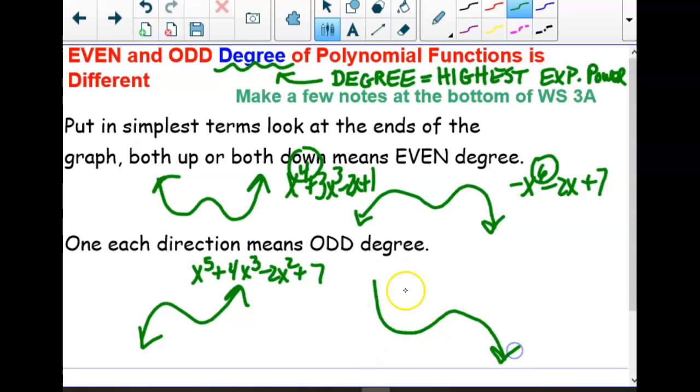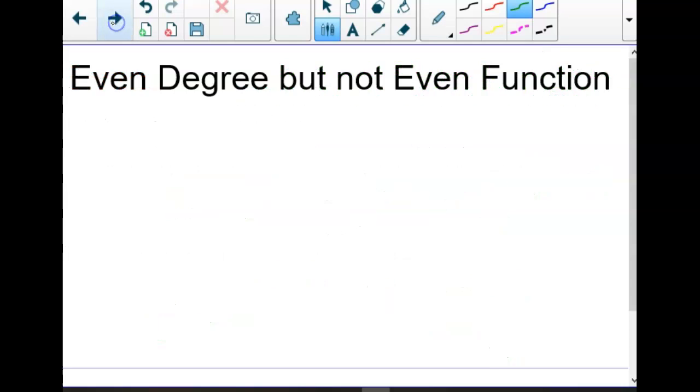It could also go this way, one end up on the left and down on the right. This is called end behavior, and it's what we're going to talk about tomorrow. But odd degree, so it has an x cubed like this. Okay? If the highest exponent power is odd, then the ends go opposite ways. There is odd degree and there's an odd function. So what I want you to write down, because it has to do with some questions in Delta Math, even degree but not an even function would be some things like this.